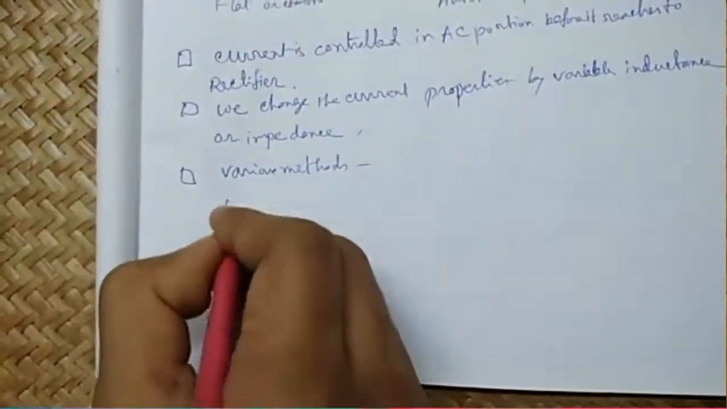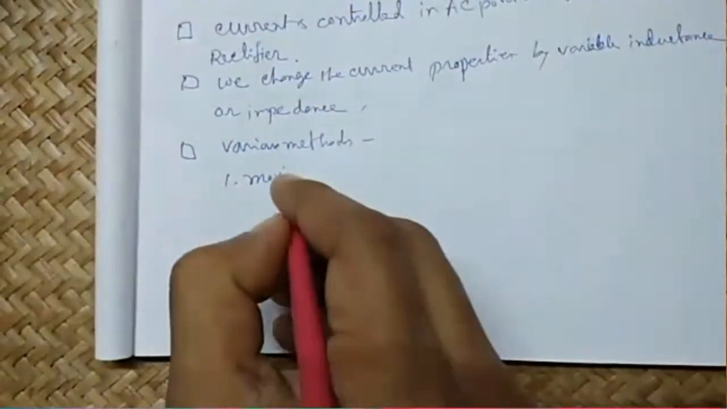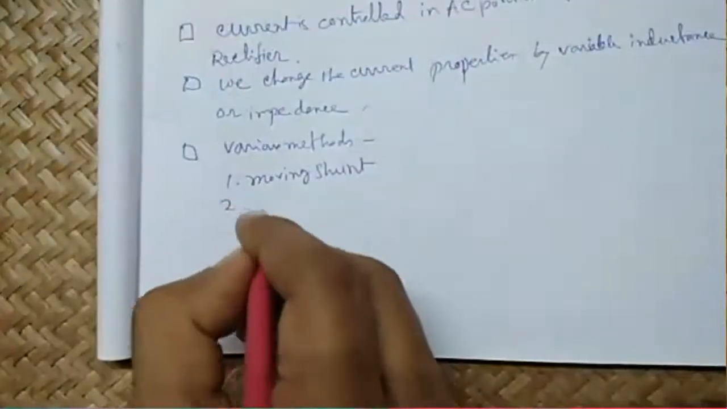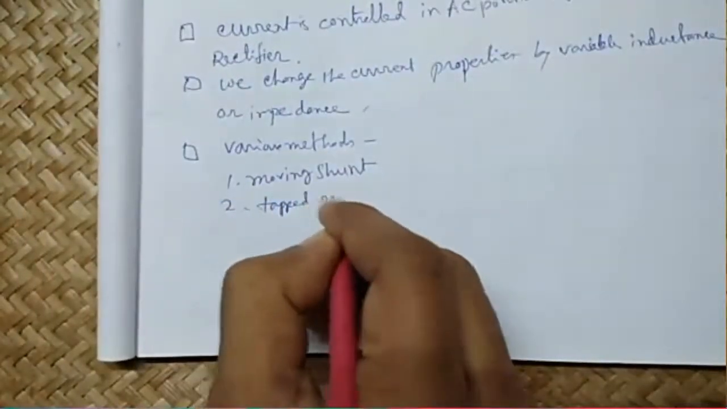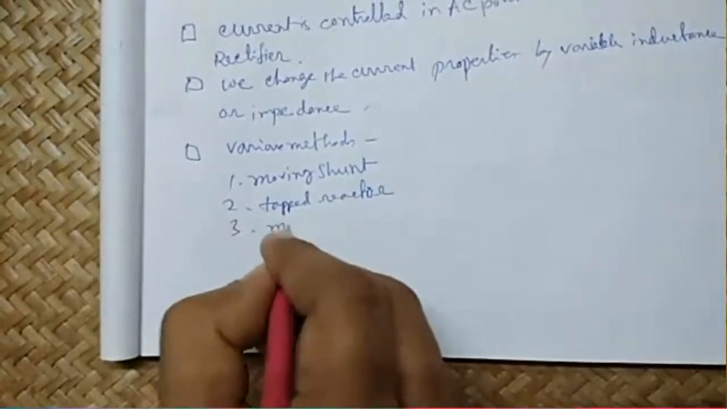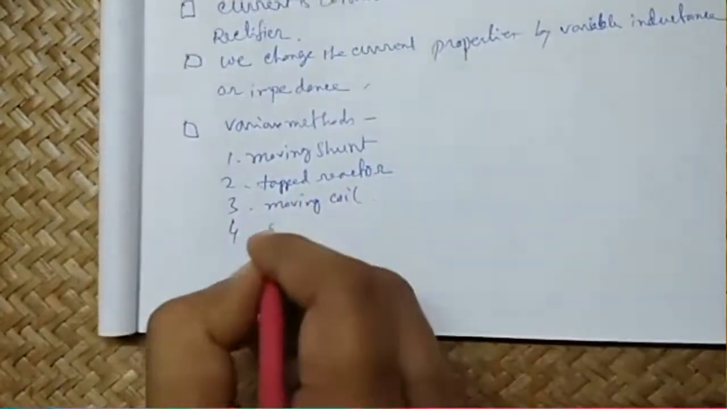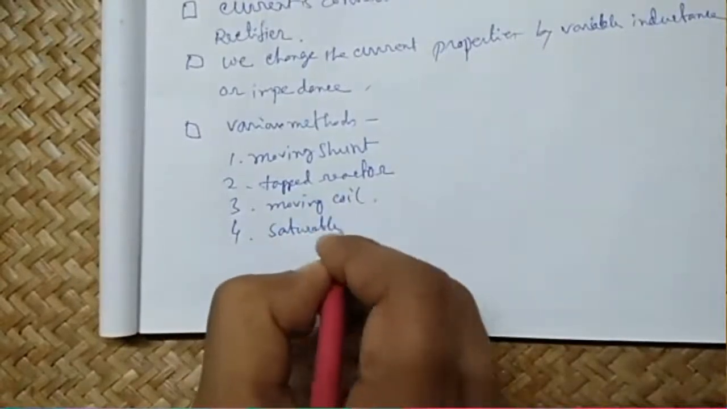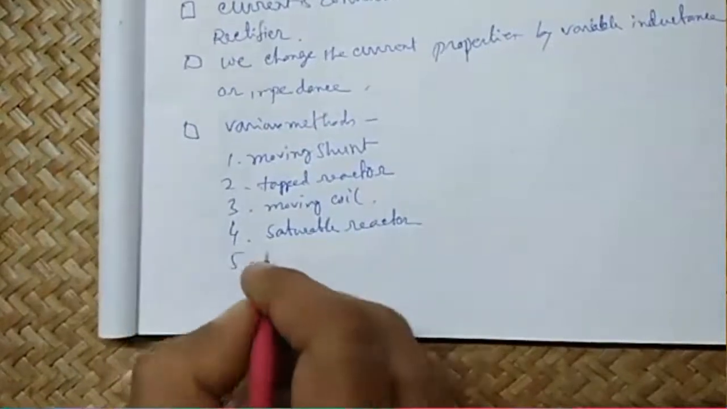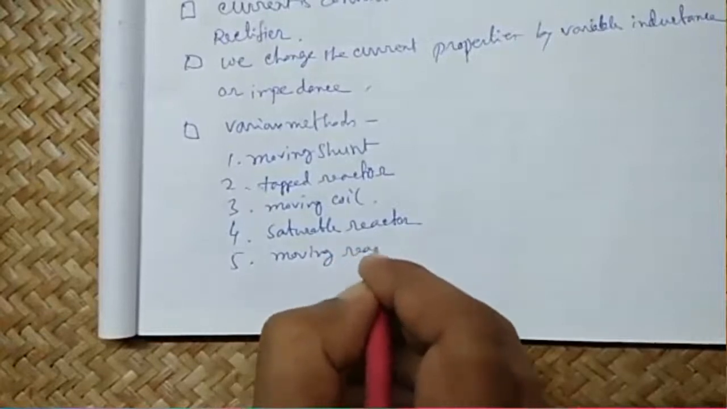Methods of changing the impedance use different principles. Number one, moving shunt. Number two, tapped reactor. Number three, moving coil. Number four, saturable reactor. Number five, moving reactor core.